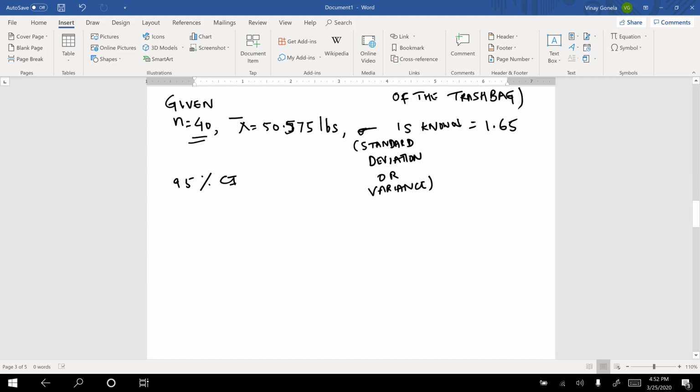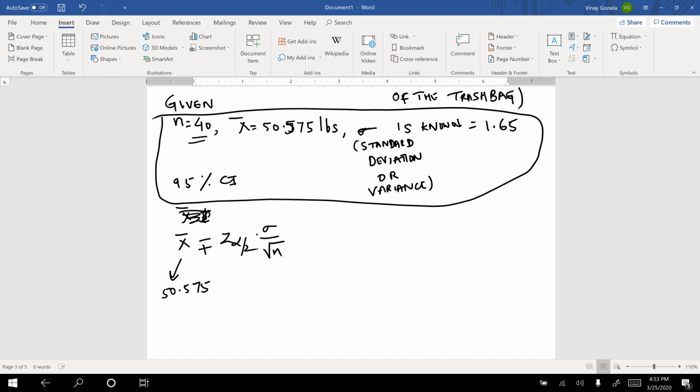So again, the formula for the confidence interval is x bar plus or minus, you can use minus or plus. So maybe for our convenience we will use x bar minus plus z alpha over 2 sigma over root n. So that's our formula. So we know x bar is 50.575. Again, this whole part will be given in the problem. And then sigma is known, this is 1.65, n is 40. So now we want to calculate z alpha over 2.